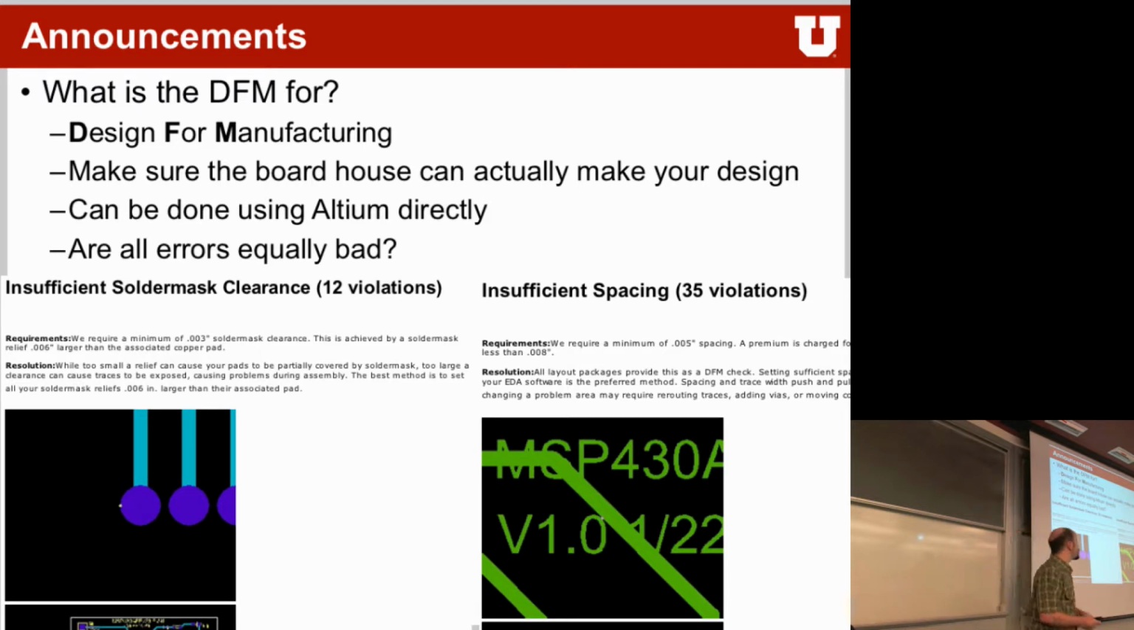So let's look at two of these violations. One of them is a solder mask clearance violation, right? Probably a lot of you had these solder mask clearance violations. The other one is an insufficient spacing violation. Who thinks insufficient spacing is a problem? What does it actually mean? Exactly, it's the layer. If you look at this layer, they gave you a plot here, right? What does it mean?